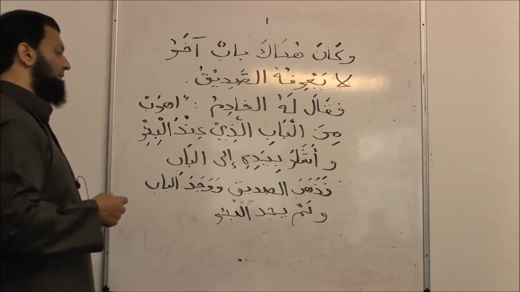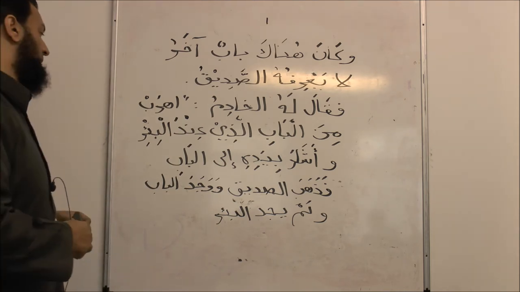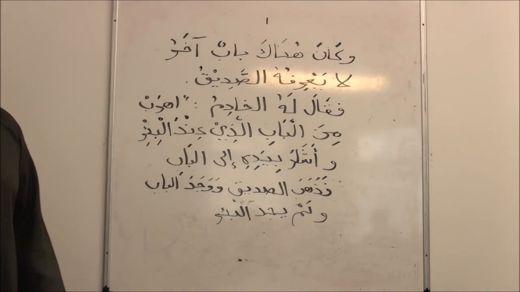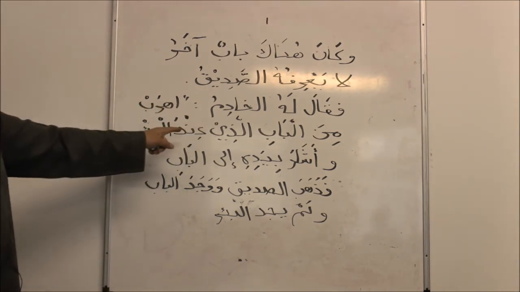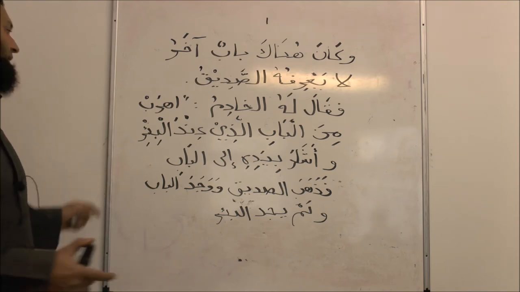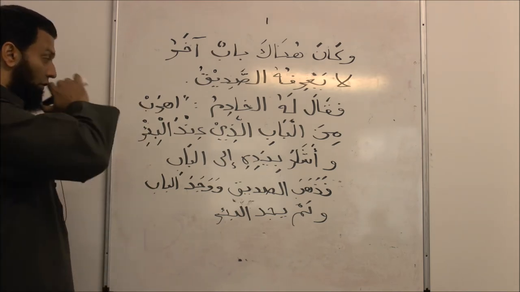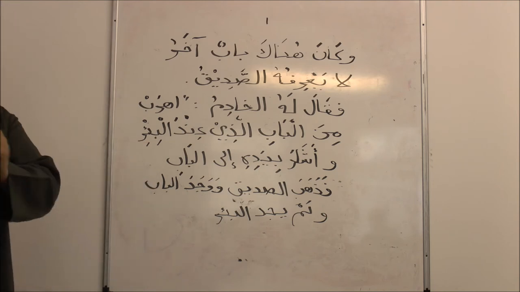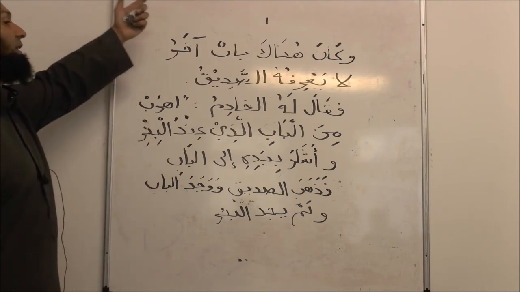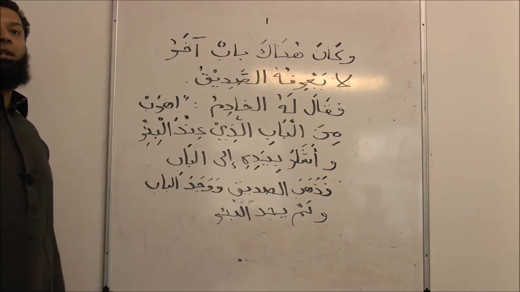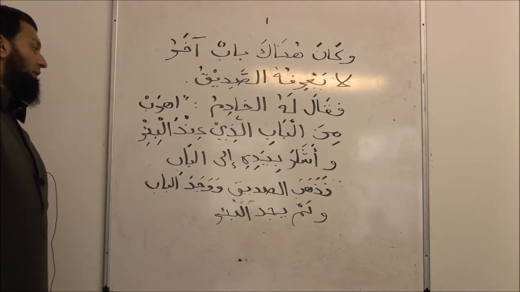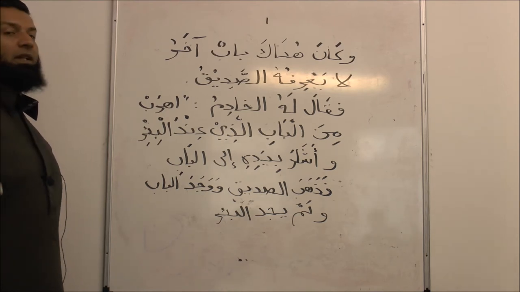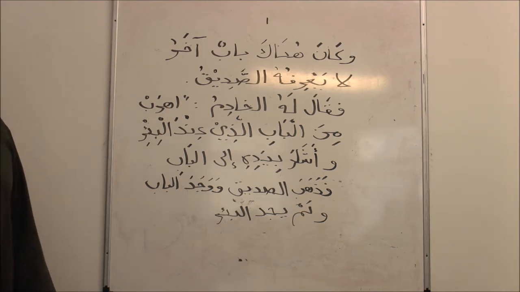Right. So what happens then? So الخادم told him what to do: احرب من الباب الذي عند البئر. Escape from the door which is at the well. He's told him what to do now. وأشار بيده إلى الباب. And even pointed to the door with his hand. Right?